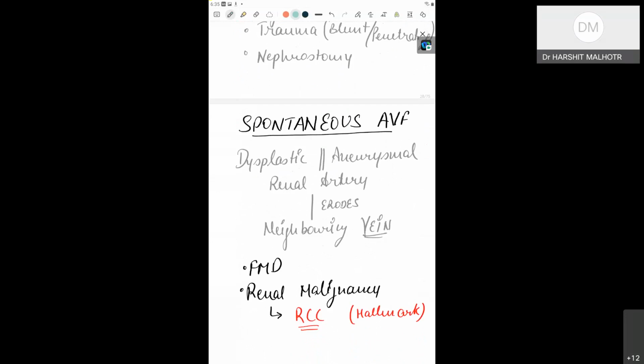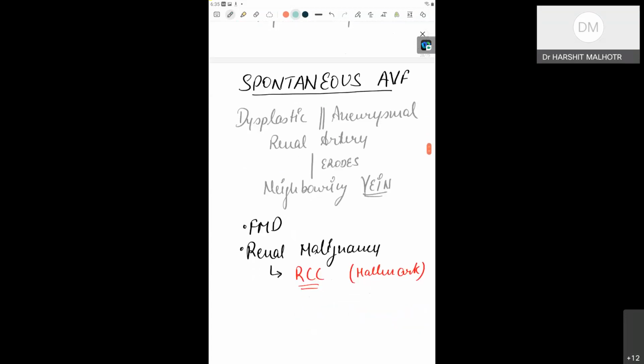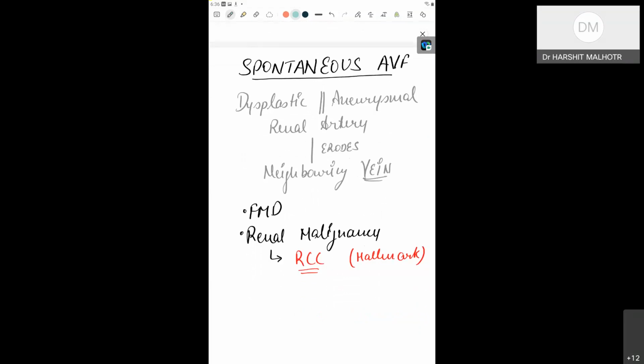So it can be congenitally diseased because of fibromuscular dysplasia or a dysplastic artery, or it is already an aneurysmally dilated renal artery, which erodes into the neighboring vein, either because of compression or because of the pulsatile nature, leading to an AV fistula formation. As I told, it is seen in fibromuscular dysplasia. Renal malignancy, typically renal cell carcinoma, RCC: the hallmark of RCC is the presence of multiple AV fistulas in it.